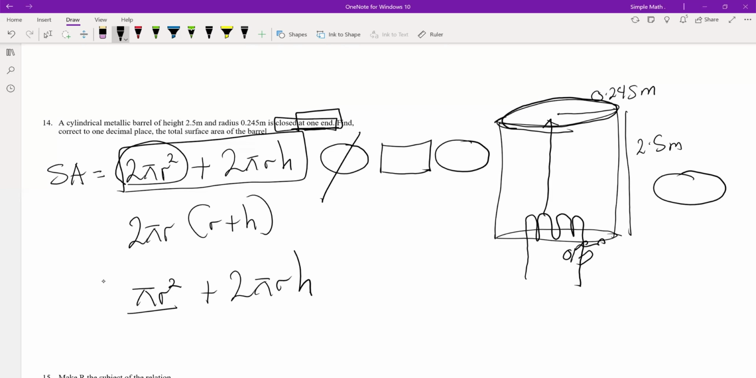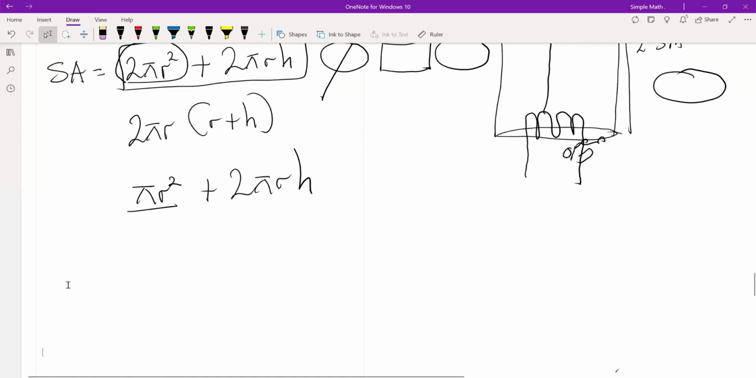So sometimes you should look at the questions. There are certain words that the question will use to sort of, I won't say confuse you, but you know. All right, so let's answer the question. We have our radius is 0.245 meter.